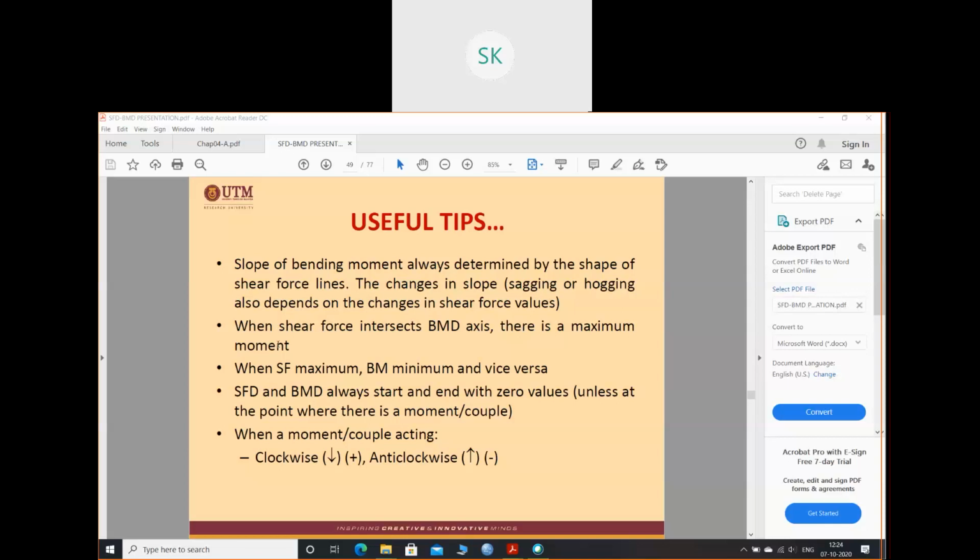Slope of bending moment is always determined by the shape of the shear force line. Changes in slope, sagging or hogging, also depend on the change in shear force value. When shear force intersects the BMD axis, the beam axis, there is a maximum moment. So this is one important point. When shear force is maximum, bending moment is minimum. And shear force and bending moment always start and end with zero value.